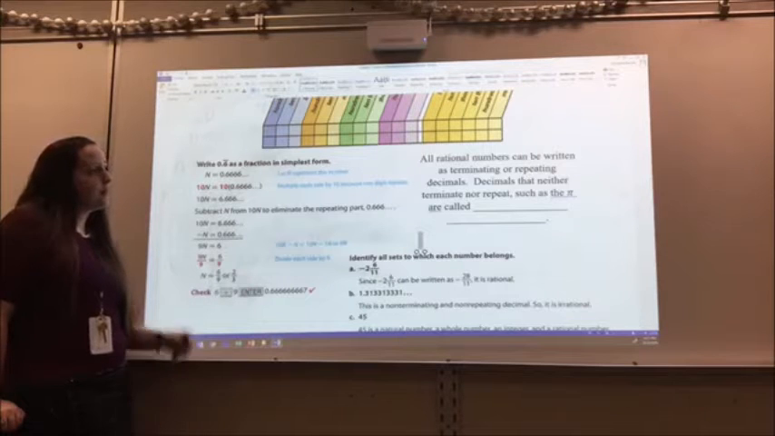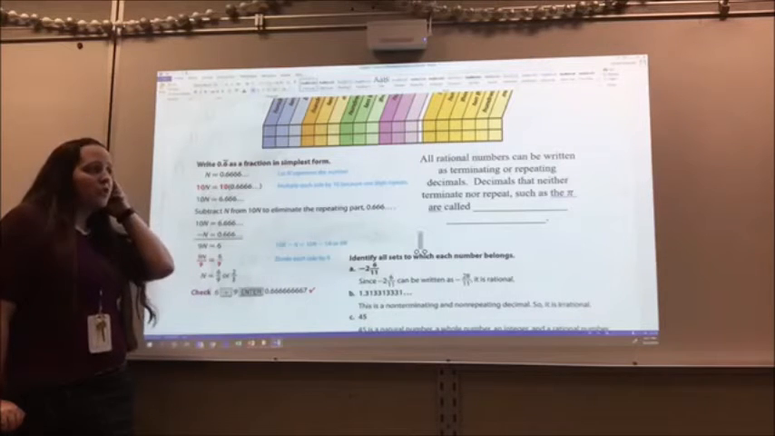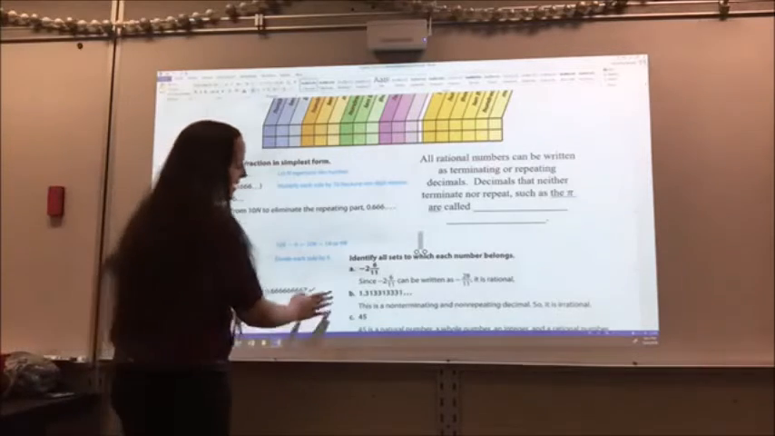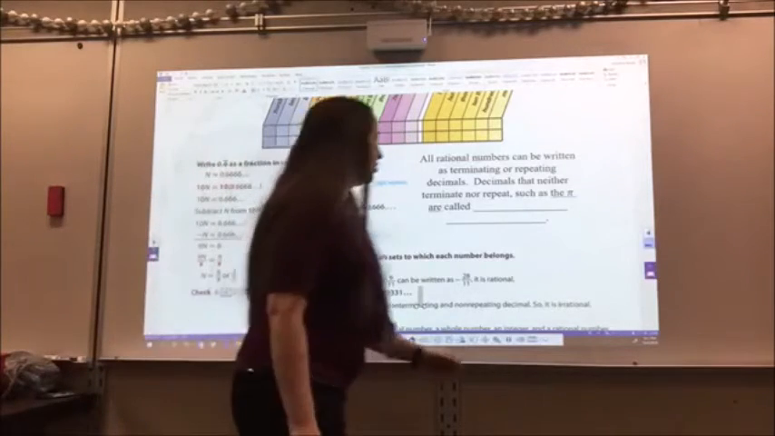Okay. All rational numbers can be written as terminating or repeating decimals. Decimals that neither terminate nor repeat, such as pi, are called blank. In that blank, you're going to write irrational numbers.